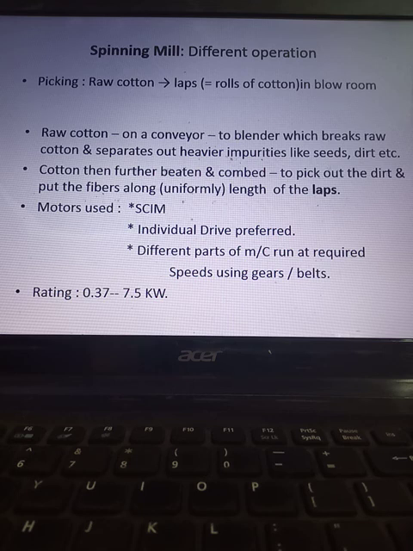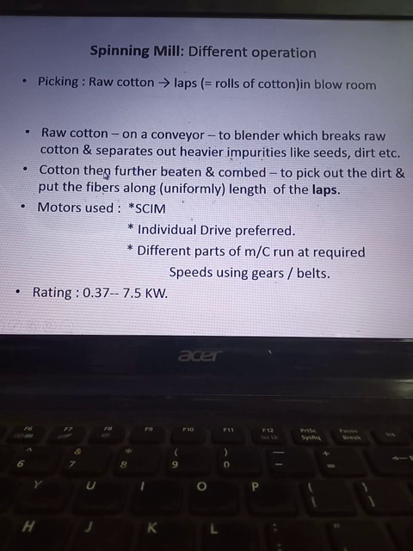Here the raw cotton is put on a conveyor. To the blender it is taken, and then there it is broken. The blender breaks the raw cotton and separates out heavier impurities like seeds, dirt, etc. You know, in the cotton there will be seeds. Along with that there will be some dirt also. That is to be taken out. That is done in the blow room with the help of a blender.